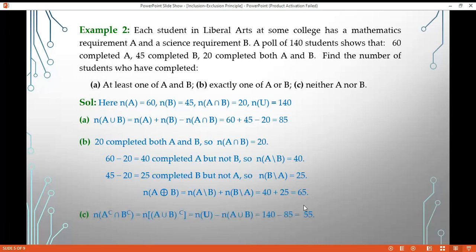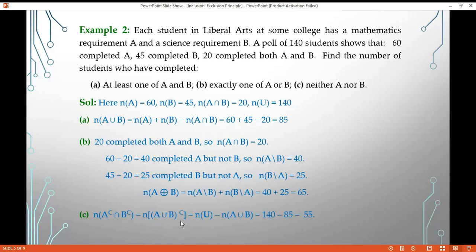Okay, now in the third part we calculate neither A nor B. How many students are there who are not in A and not in B? It means we need to calculate n(A complement ∩ B complement), meaning not in A and not in B. You know that we can write A complement intersection B complement as (A union B) whole complement.